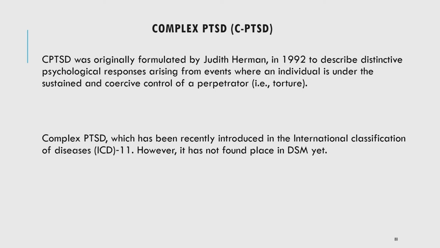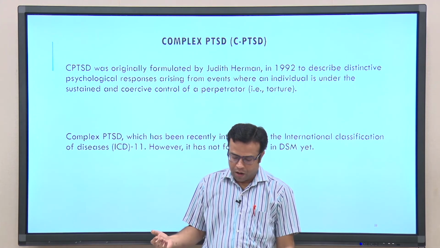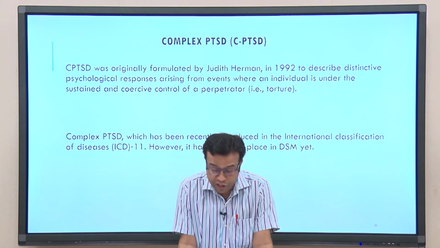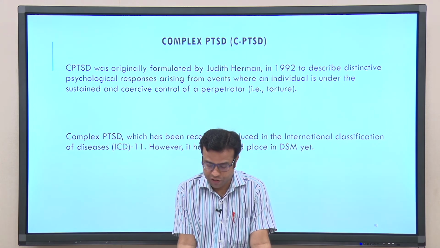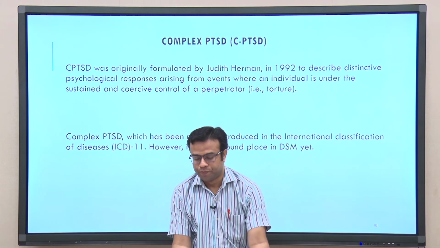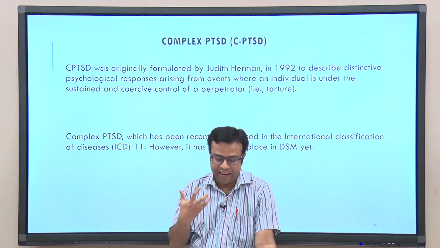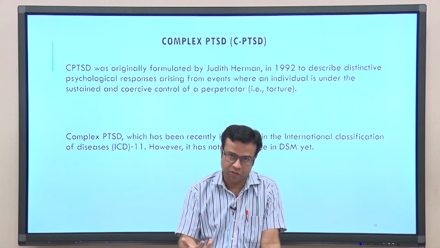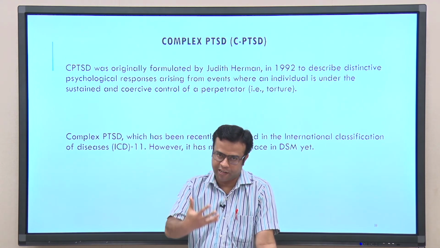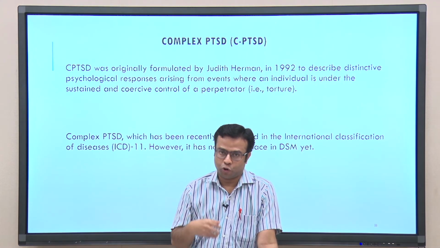Now, along with the whole literature of PTSD, there is another category called complex PTSD. The researchers have been talking about it as a kind of parallel category. Complex PTSD was originally formulated by a Harvard psychologist, Judith Herman, in 1992 to describe a distinctive psychological response arising from events where the individual is under sustained and coercive control of a perpetrator, particularly torture victims, where a person is experiencing repeated and sustained traumas and torture from some perpetrator.